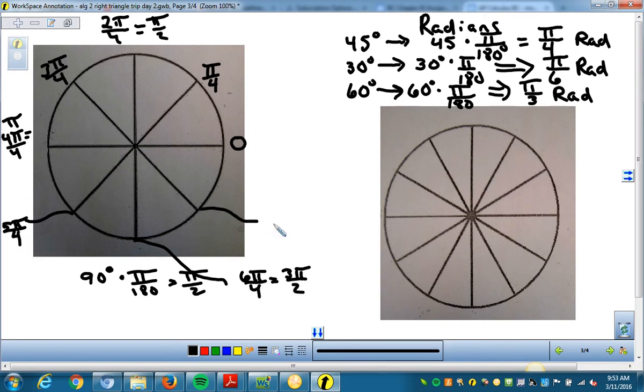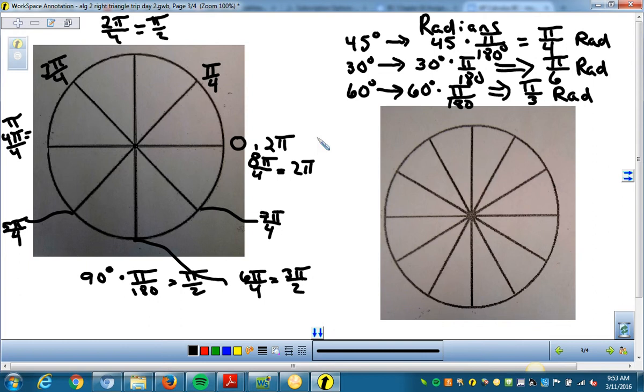And then here is what? 7 pi fourths. All right. One more would be 8 pi fourths. And 8 pi fourths reduces to? 2 pi. So this is 0 and 2 pi.